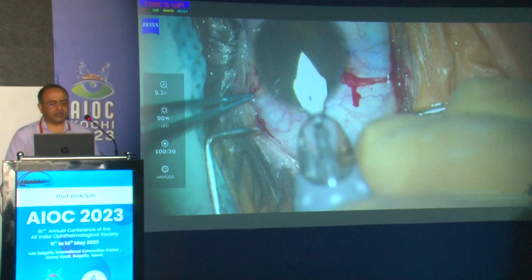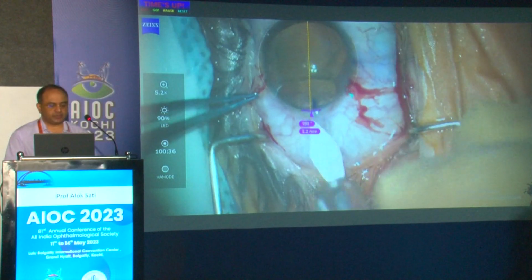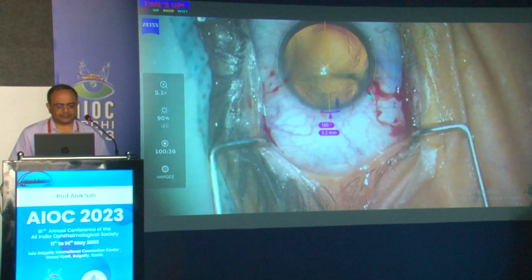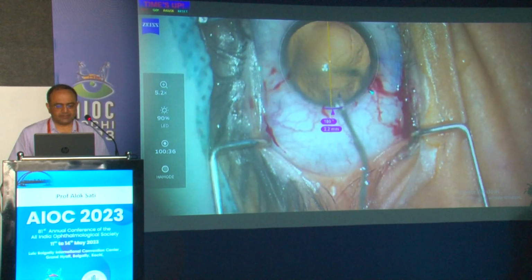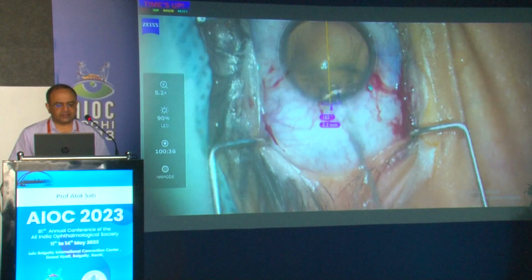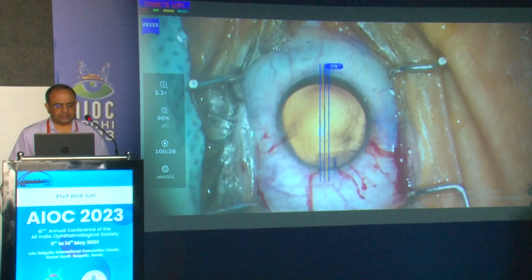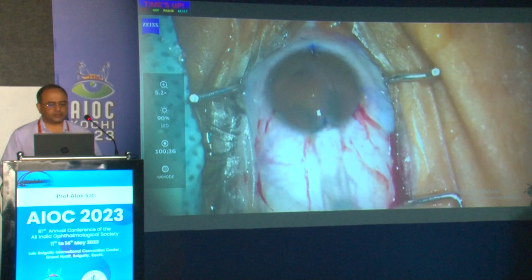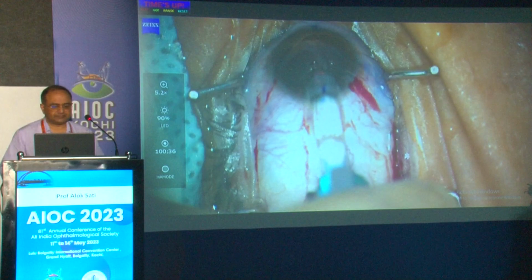This is a 3.2 mm incision. It's easy to perform through 3.2, unlike 2.8. And then we have to instill the viscoelastic into it. This is what we are performing, the toric ICL basically, under Callisto microscope.